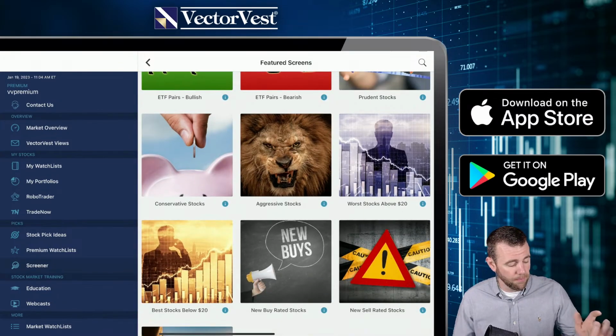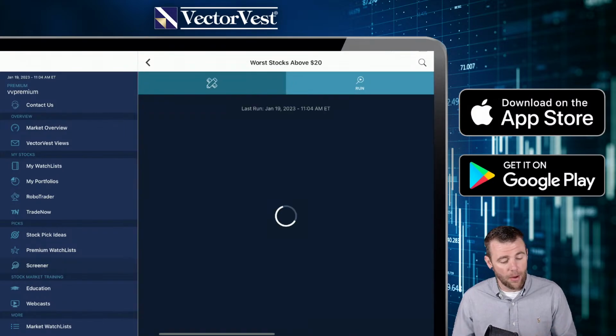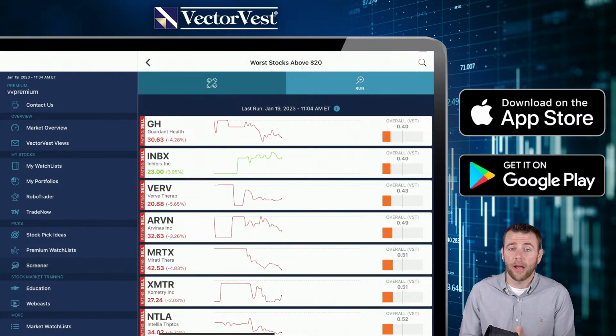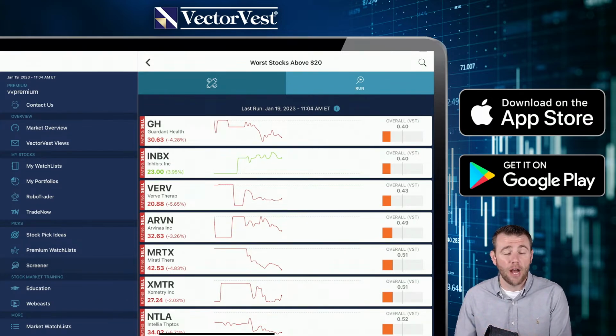Scroll down a little bit. First, I want to take a look at worst stocks above 20. Now, as I mentioned in our Jockey Club a lot, whenever you're going to be shorting stocks, you have to borrow those stocks from your broker to be able to sell to somebody else for the time being. So therefore, your broker has to have those shares available or in inventory.